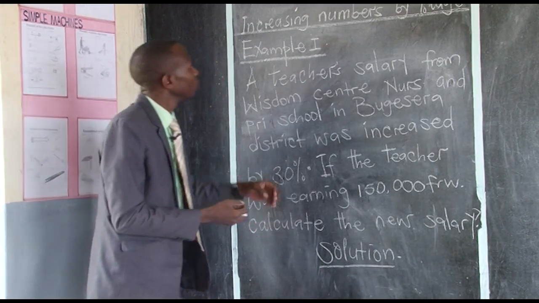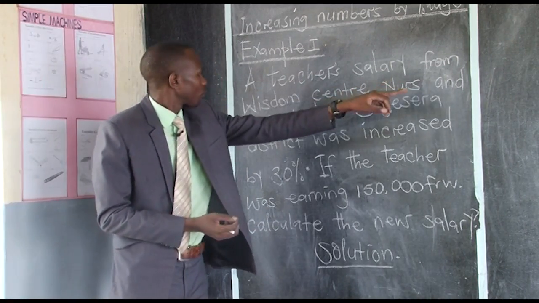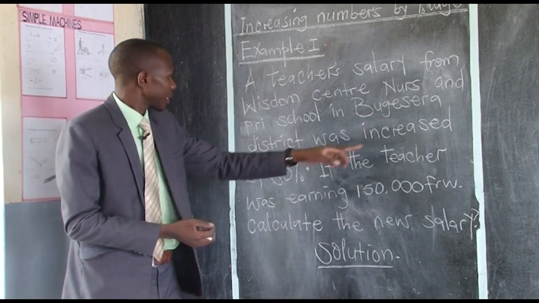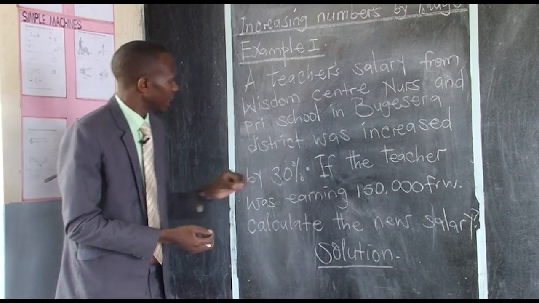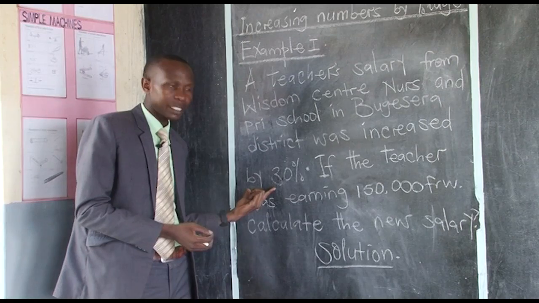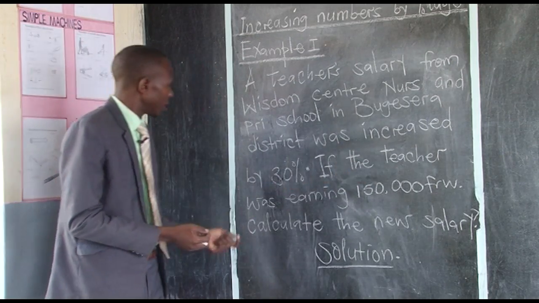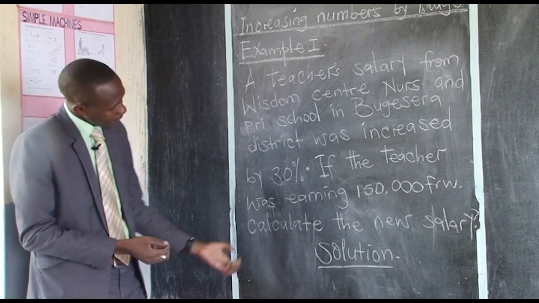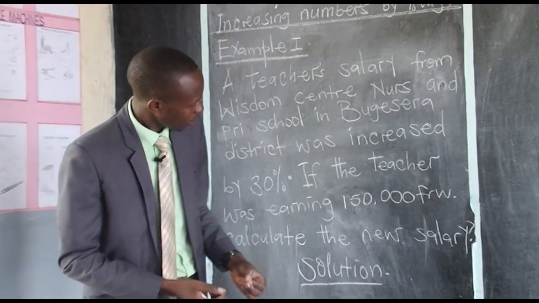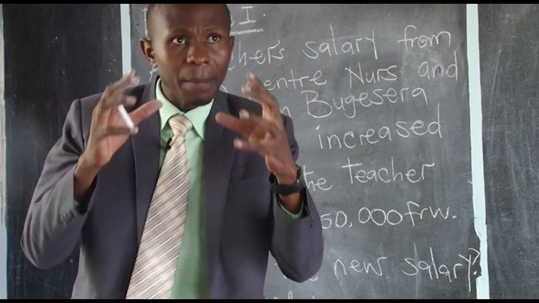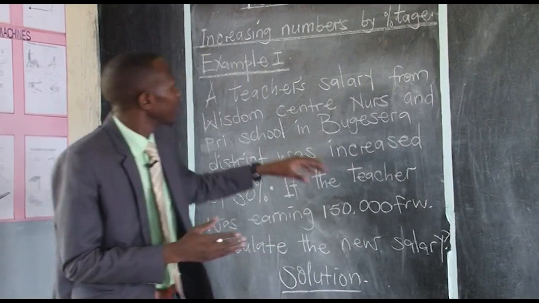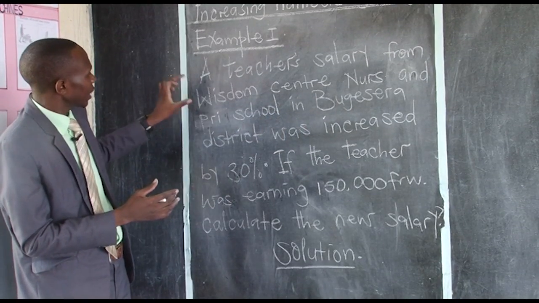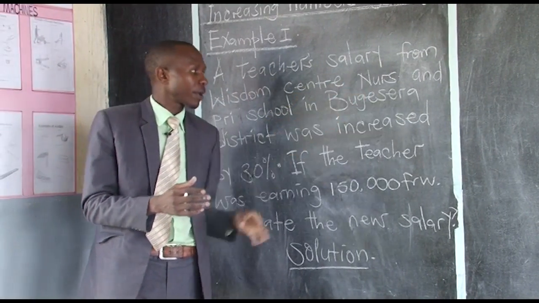I really appreciate you. A teacher's salary from Wisdom Center Nursery and Primary School in Bujasera District was increased by 30%. If the teacher was earning 150,000 francs, calculate the new salary scale. So when I look at this question, they are talking about a certain teacher in which school? The school is found in Bujasera District, and that school is known as Wisdom Center Nursery and Primary School.